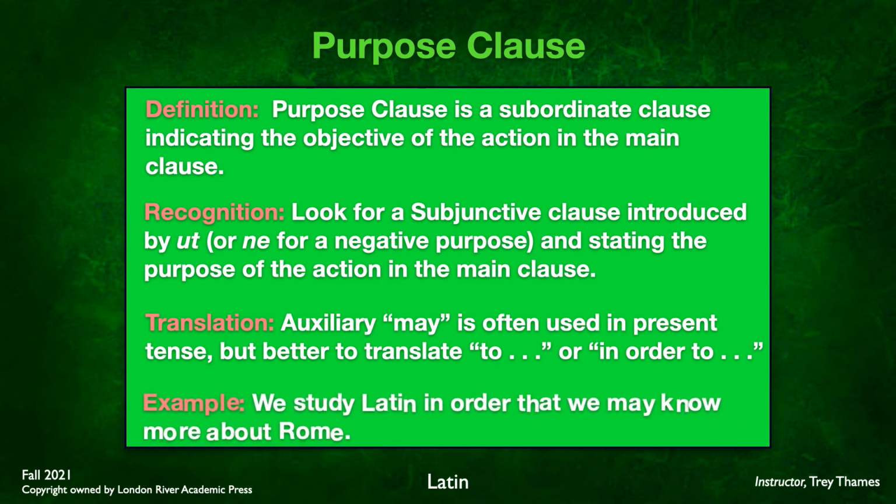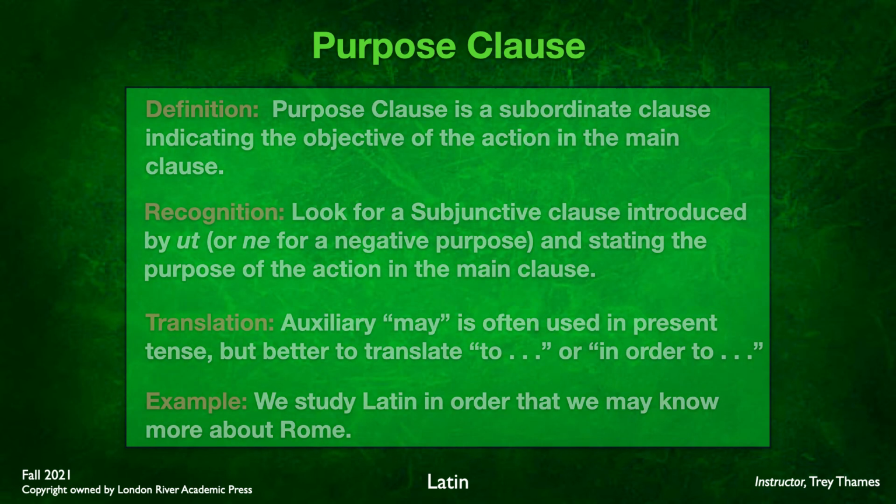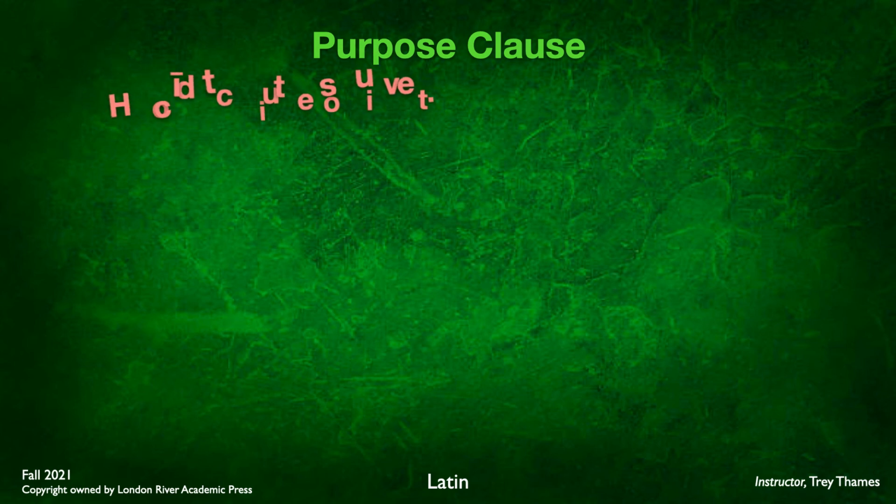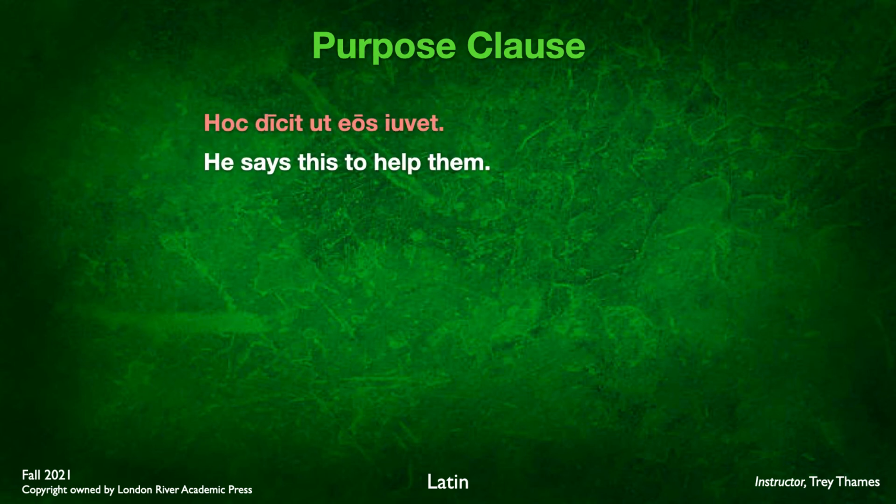Here's a quick example. We study Latin in order that we may know more about Rome. Why are we studying? In order that we may know more about Rome. That's the purpose clause. Let's look at an example in Latin. Here we have "Hoc dicit ut eos iuvet." Hoc dicit, he says this. This is present tense, active voice, third person singular. So that's your main verb.